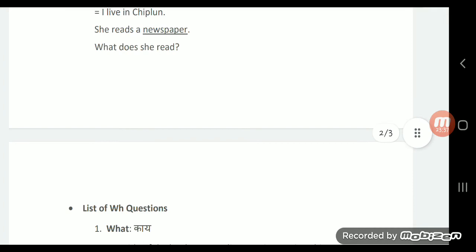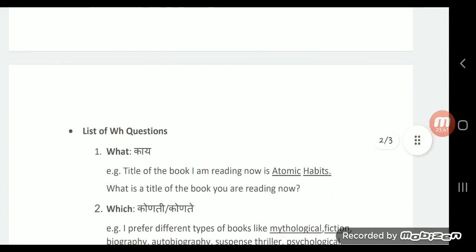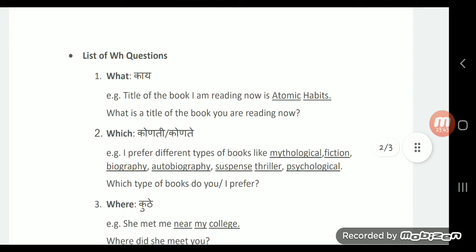Now let us just see a list of different WH questions. I'm not going in a lot of detail here. You already have learned this in previous standards, but I just want to revise it, or you should have a record of that with you. Therefore, first is what, in Marathi kai.